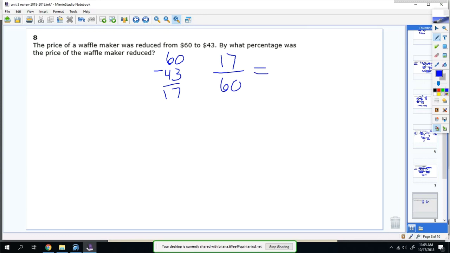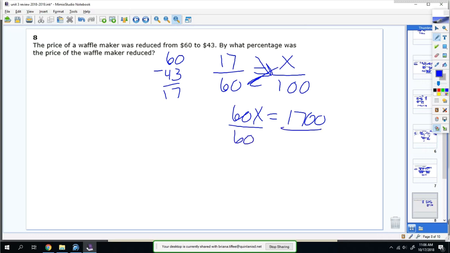And since you're trying to find the percentage, you're going to cross multiply. So you do x over 100. So x times 60 is just 60x. And then 17 times 100 is 1700. So then we divide 60 to both sides. I'm going to cross off a 0. And so then all I have to do is divide 170 by 6. And you get 28.33 repeating percentage.